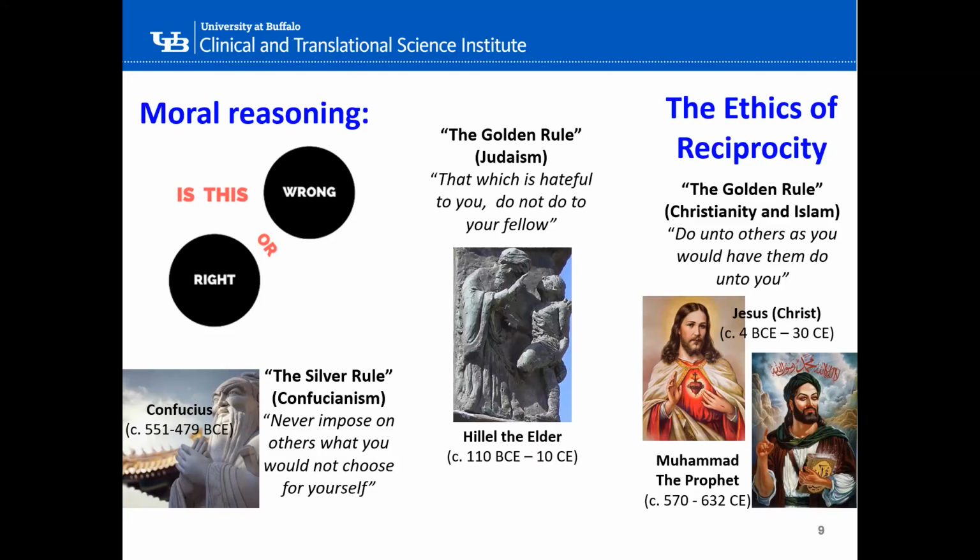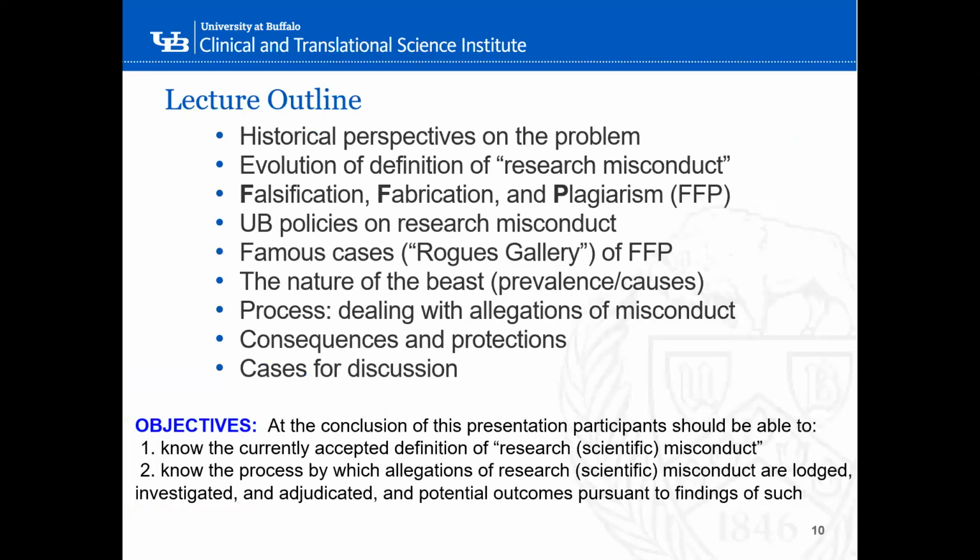And then probably most people are very familiar with the Golden Rule that was espoused by Jesus Christ. In Christianity and Islam, this Golden Rule is posed in the positive: Do unto others as you would have them do unto you. And so all the major religions of the world have taken up this fundamental concept of moral reasoning.